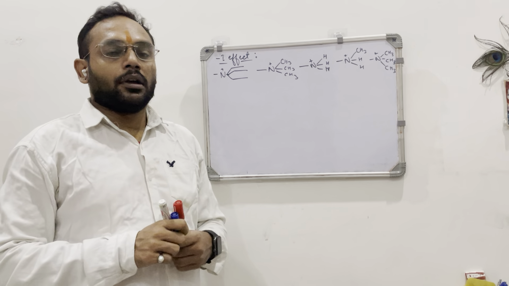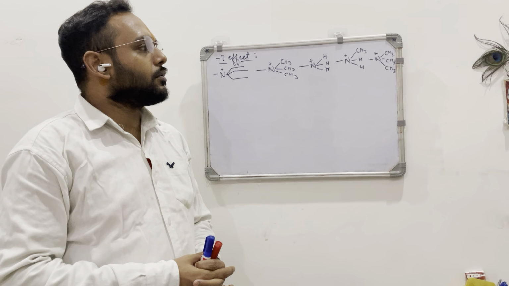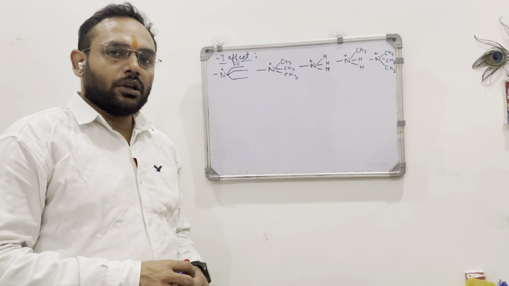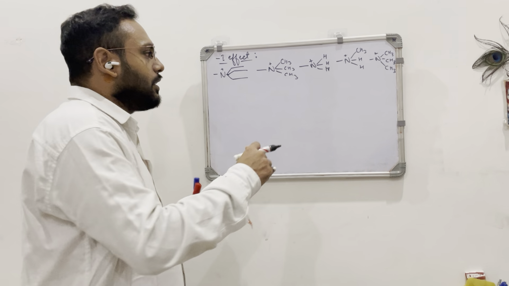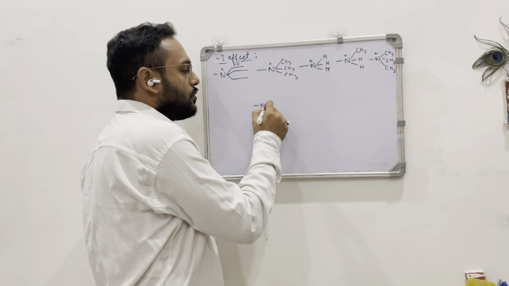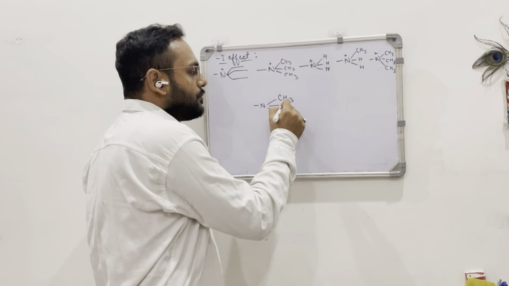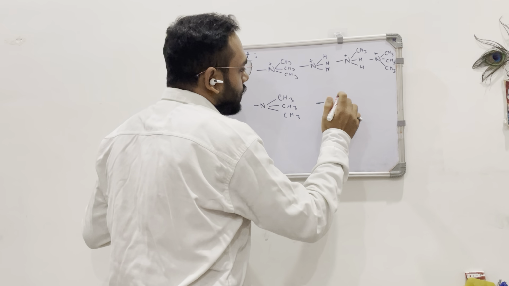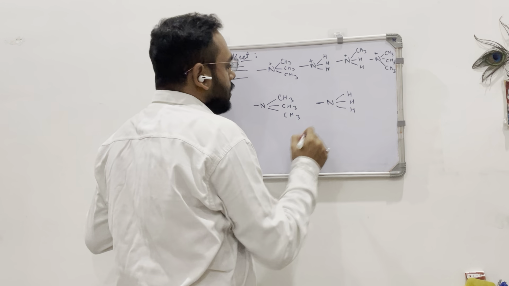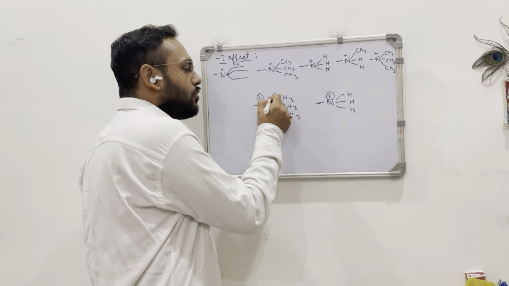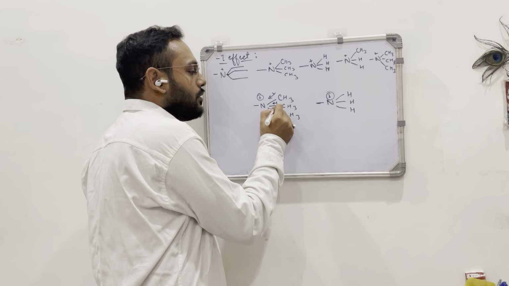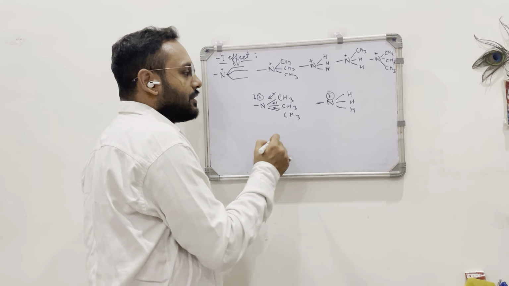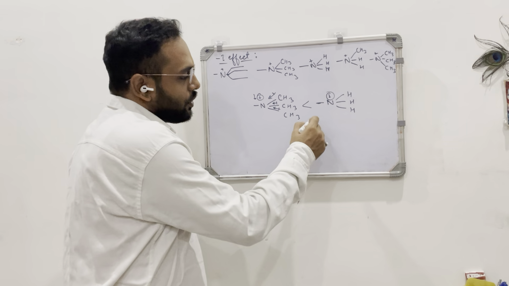So if I tell you to arrange these groups in decreasing order of their minus I effect, the first thought that comes to the mind of most students is this: let's say we take these two groups, N plus CH3 CH3 CH3 and NH3 plus, and try to arrange them. Most students think that CH3 being an electron donating group, 3 CH3 will donate a lot of electrons. So the positive charge on this nitrogen will go down and the electron withdrawing character of N plus CH3 will be less than NH3 plus, which is totally wrong.